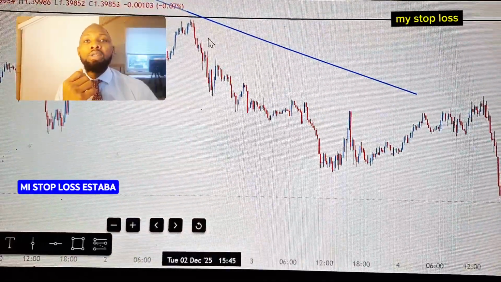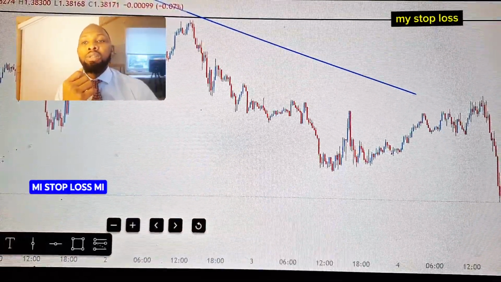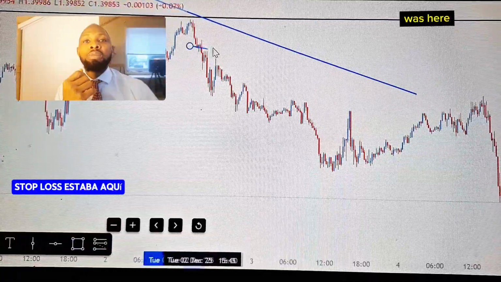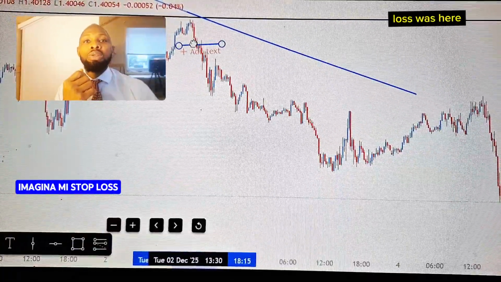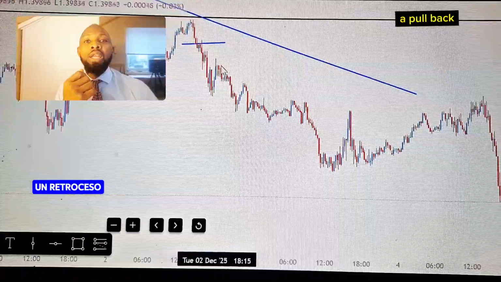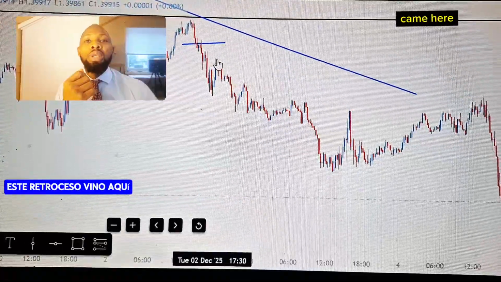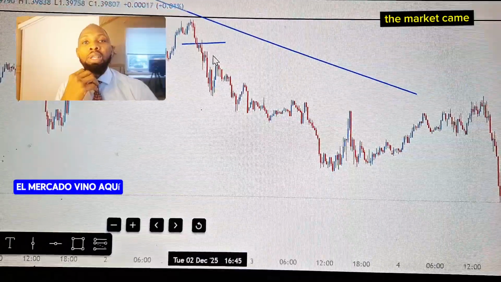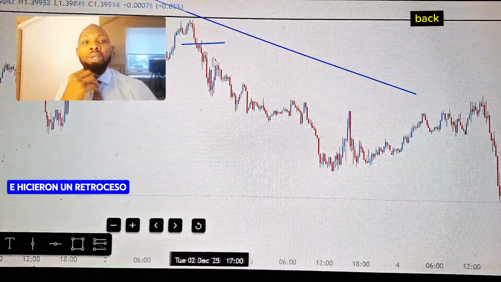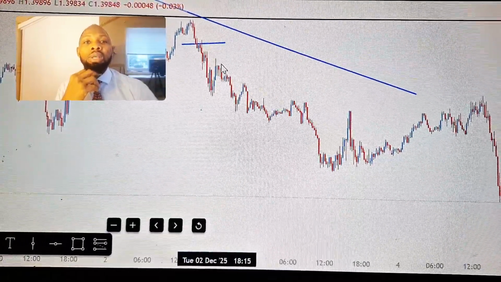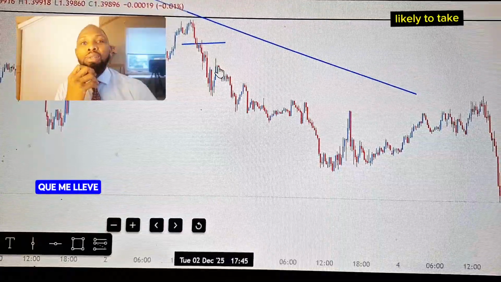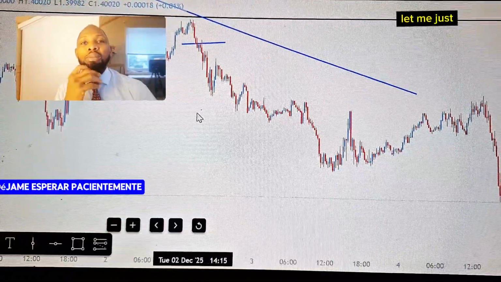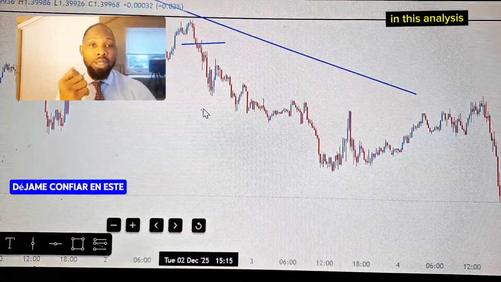My stop loss was here. My stop loss was here. Imagine, my stop loss was here, and we had a pullback. This pullback came here. I was in profit from this zone. I haven't closed it. The market came here and made a pullback. I was like, this market is likely to take me out. But I was like, let me just wait patiently. Let me trust in this analysis.